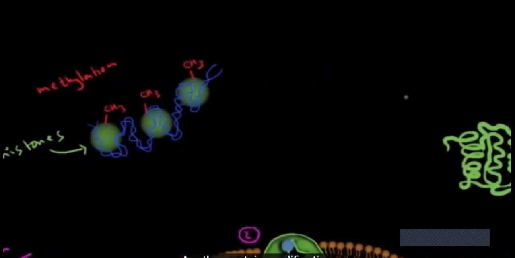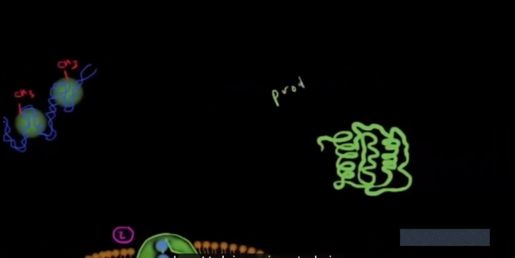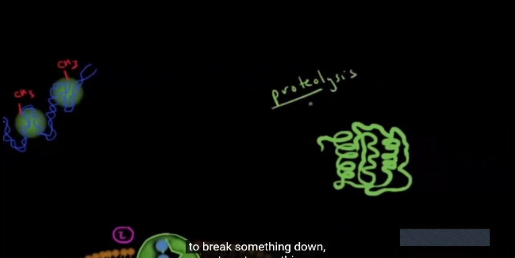And another protein modification I want to bring up is proteolysis. And by looking at this word, proteo means protein and lysis means to break something down or to cut something. And with proteolysis, sometimes to activate a protein, we need to cut it. And in fact, insulin has to be cut twice before it's activated. So let's cut this protein twice.